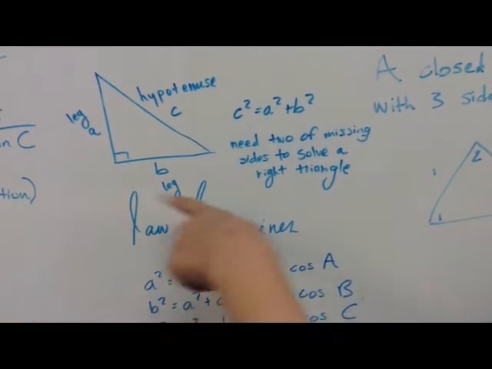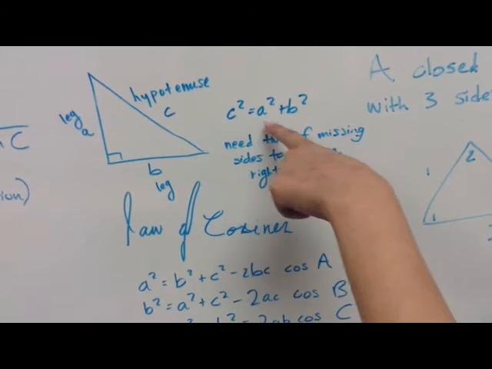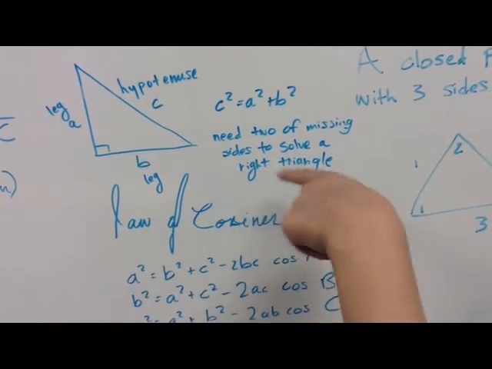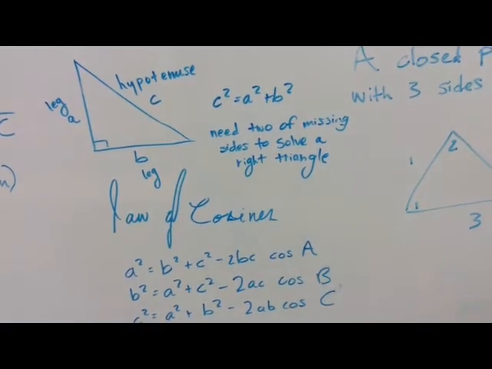For right triangles, you use c squared equals a squared plus b squared to find the missing side. You need 2 of the sides to solve the right triangle. That's when we take it.